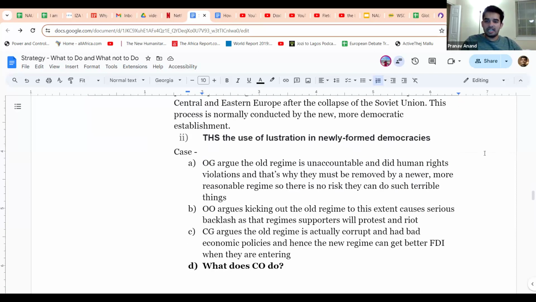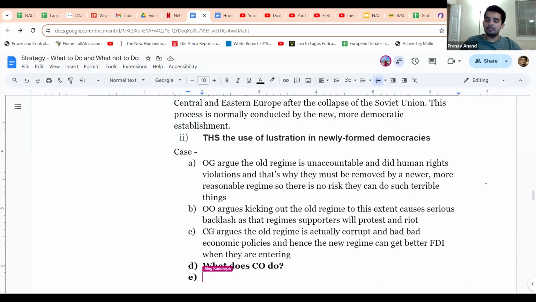Quickly, opening government argues the old regime is unaccountable and committed human rights violations, and that's why they must be removed by a newer, more reasonable regime, so there is no risk they can do such terrible things. Opening opposition argues actually kicking out the old regime to this extent causes serious backlash, as that regime's supporters will protest and riot. Closing government argues the old regime is actually corrupt and had bad economic policies, and hence the new regime can get better FDI when they are entering. So the question is, what can closing opposition do?